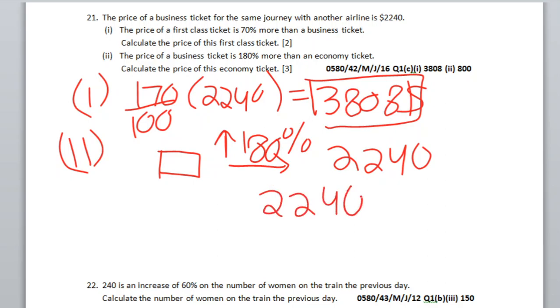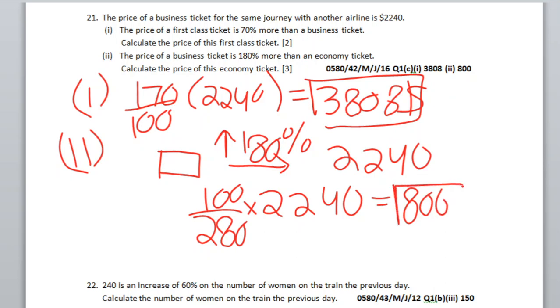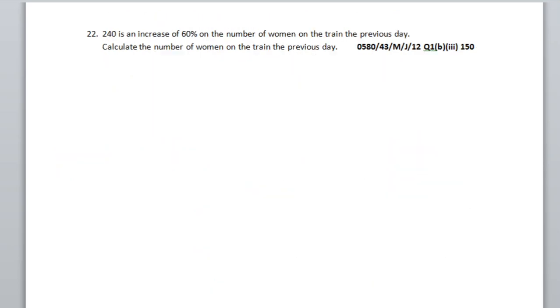Write 2240, and instead of writing 280 over 100, you will write 100 over 280. Why 280? Because we need to increase the value by 180%. So 100 plus 180 is 280. When you multiply these, you should get 800. Answer for part 2.